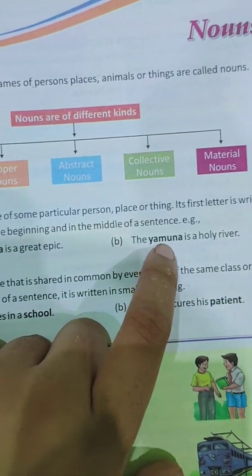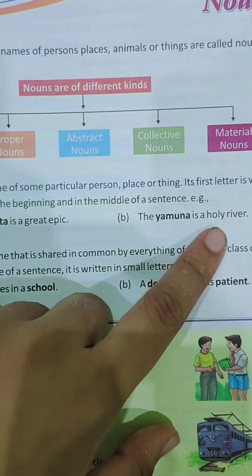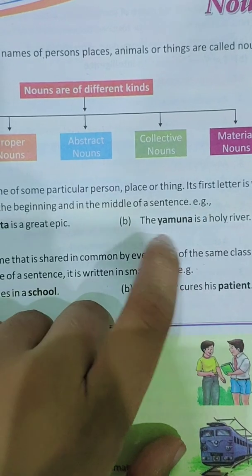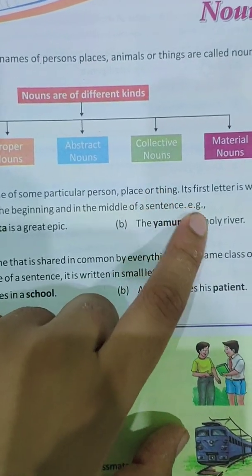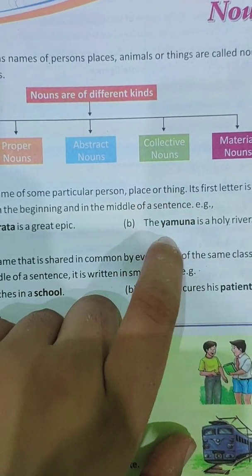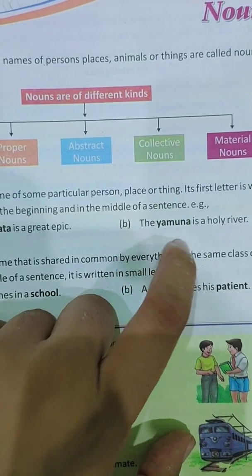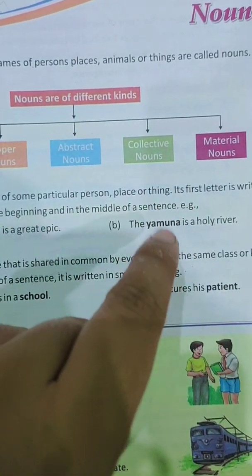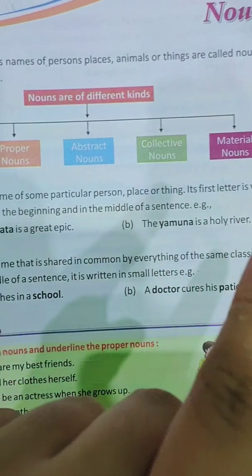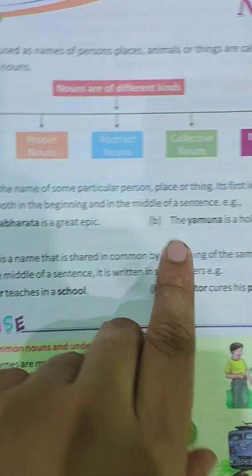The second example is: the Yamuna is a holy river. If I say Yamuna, you know that I'm talking about the river Yamuna only, that flows in the country. It is a river in India. So I'm specifically talking about Yamuna. So Yamuna will be a proper noun.